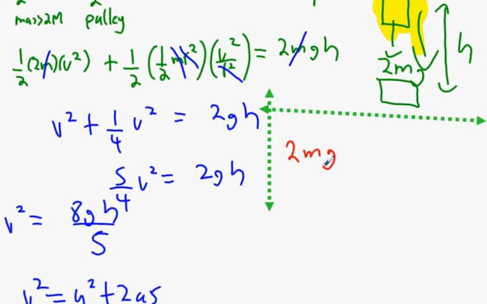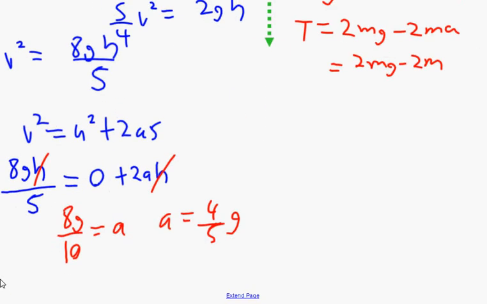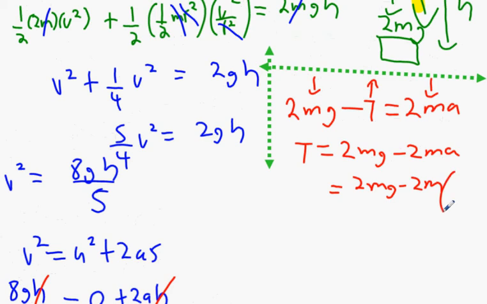2mg going down minus T going upwards equals 2ma, that's also going downwards. Okay. Weight is bigger than tension. That explains the overall downward motion. Okay. Next thing after that is T equals 2mg minus 2ma. 2mg minus 2m times the a. What did I say a was again? 4 over 5g.